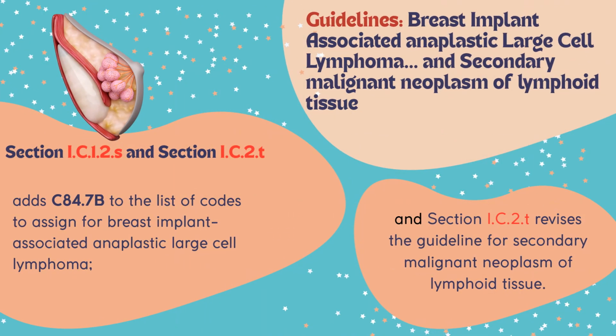Section I.C.2.s adds C84.7A to the list of codes to assign for breast implant-associated anaplastic large cell lymphoma. And Section I.C.2.t revises the guideline for secondary malignant neoplasm of lymphoid tissue.